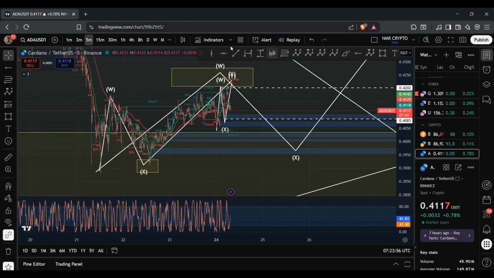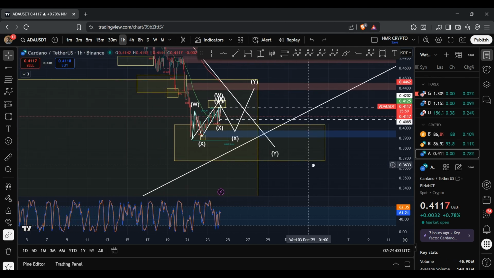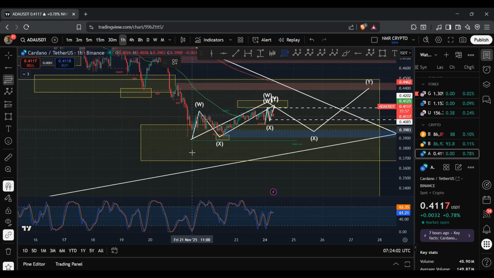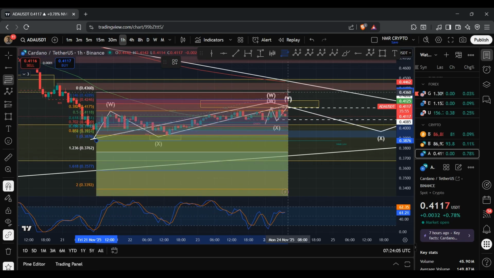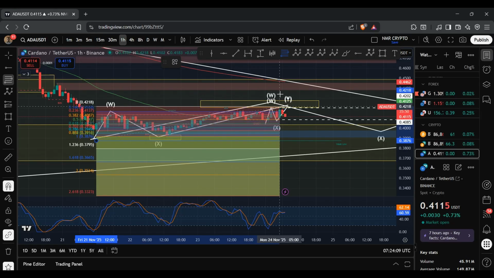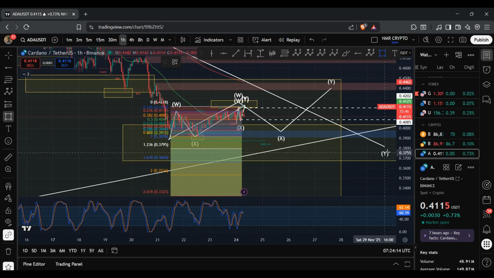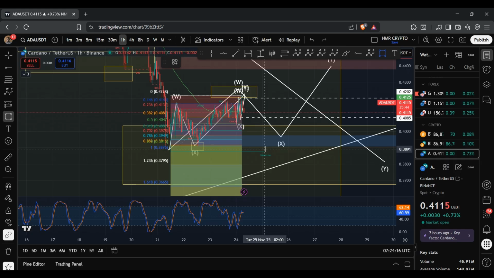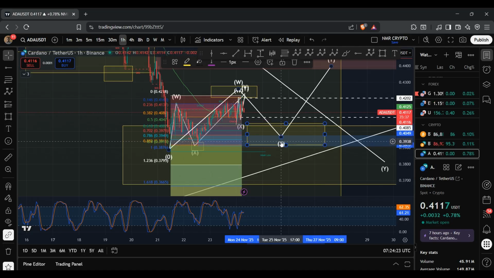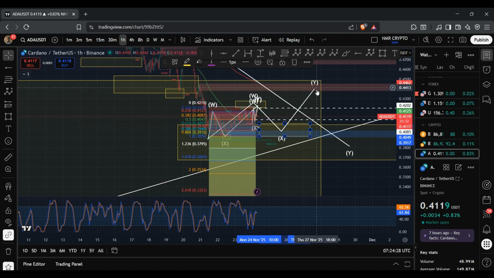If I go back to the hourly chart, and bring in the fib tool and bring this to 42.18 cents, the next key target for ADA will be this region between 50 to 78.2%, and that region sits between 39.16 cents to 40.47 cents. And if the price of ADA was to find support within this region, that would then confirm that what we are forming is a WXY structure.